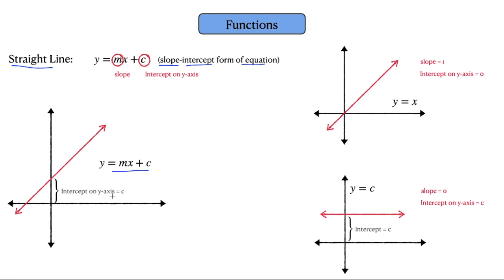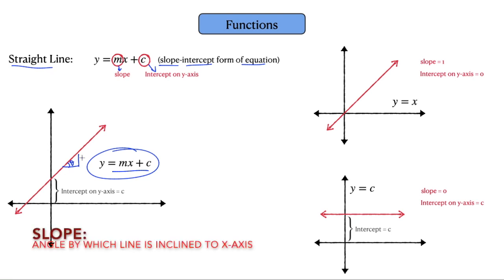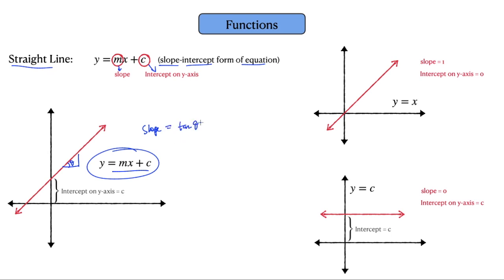So when you have y = mx + c, m denotes the slope of the line, and c denotes the intercept on the y-axis. This red line is the equation y = mx + c. It will have a slope. Slope means the angle at which it is slanted with respect to the x-axis. You can say that slope is given by tan theta of that particular angle. Tan is a trigonometric function.